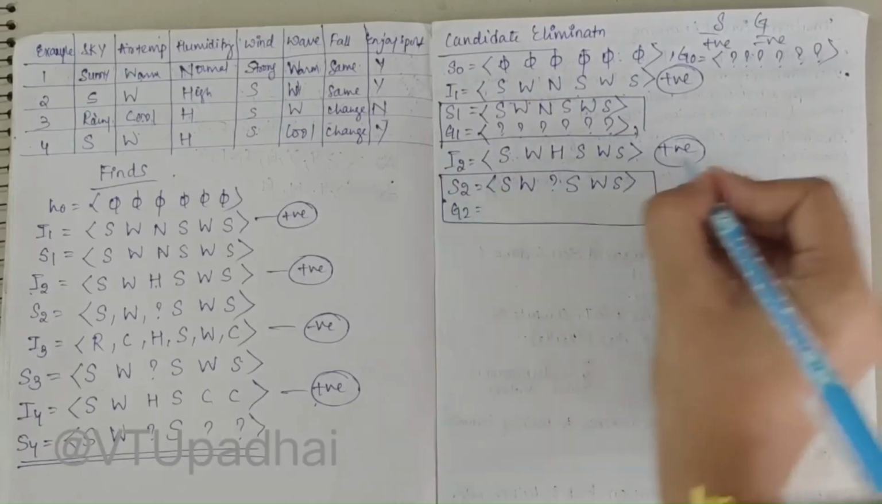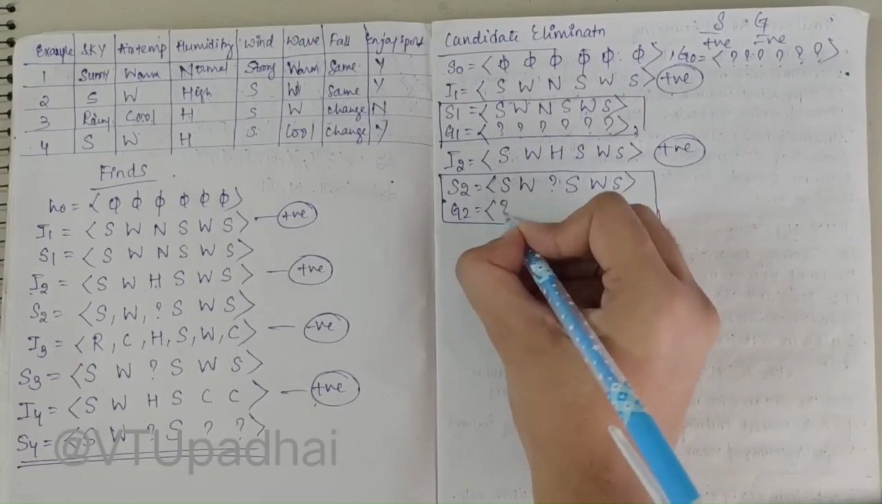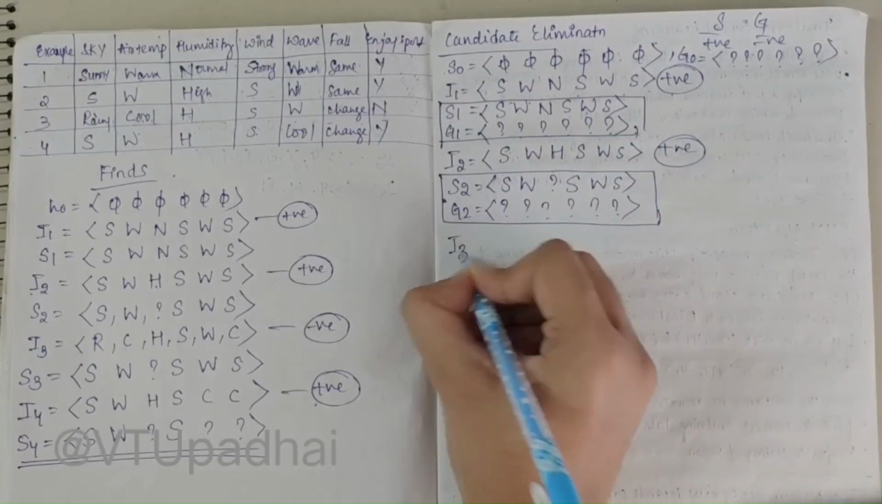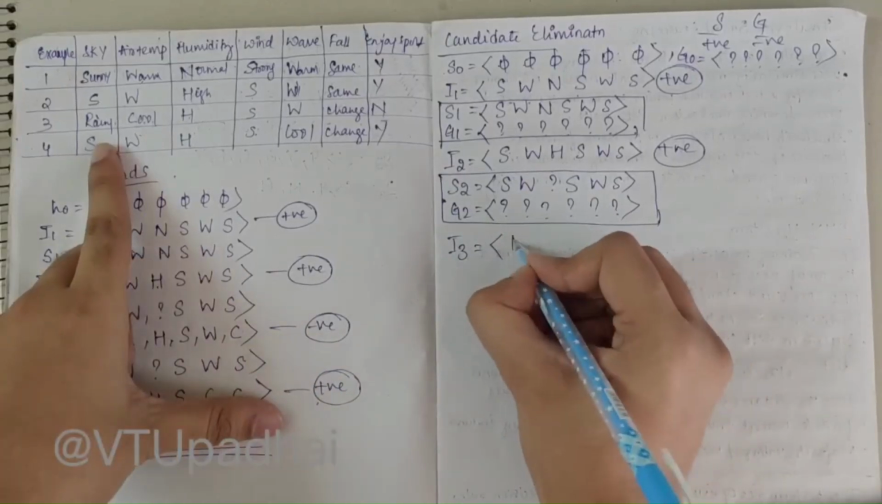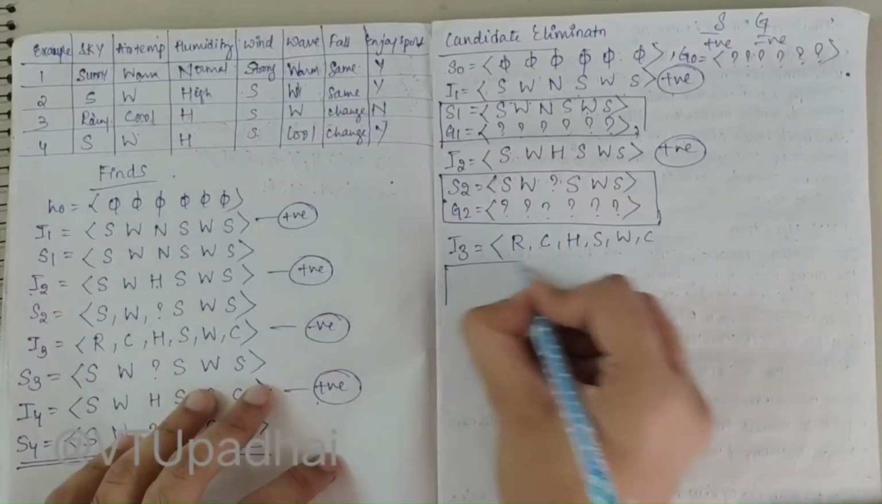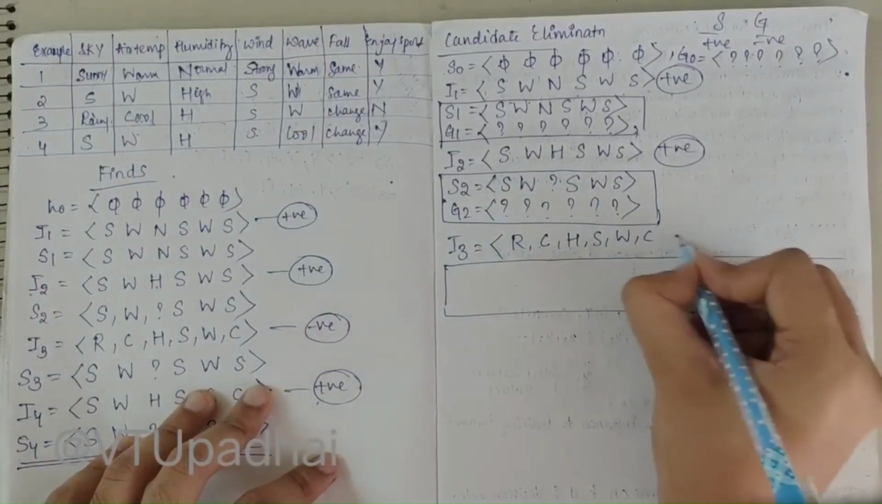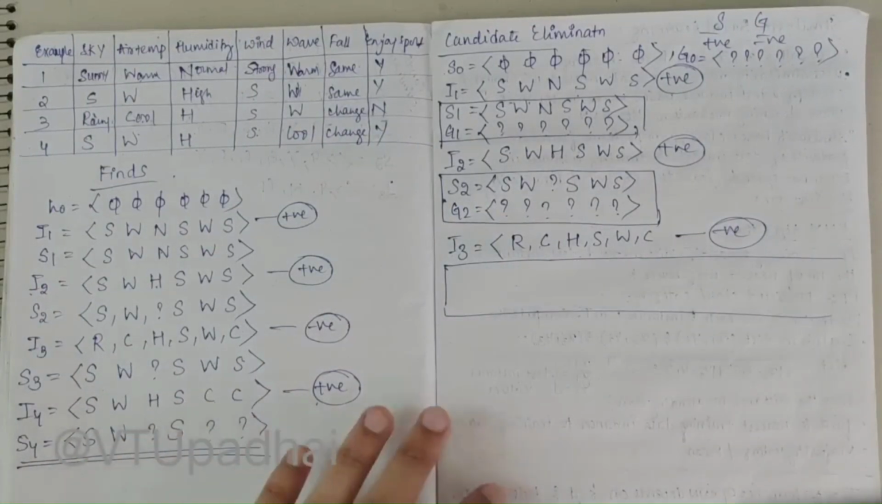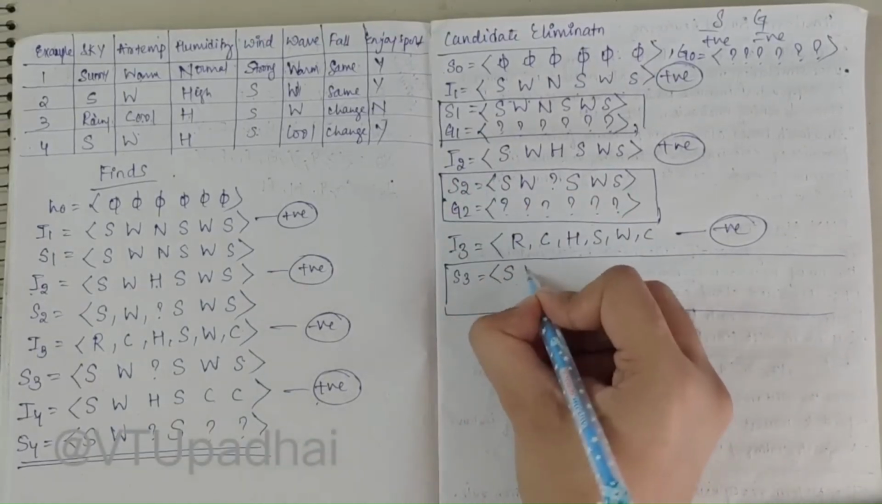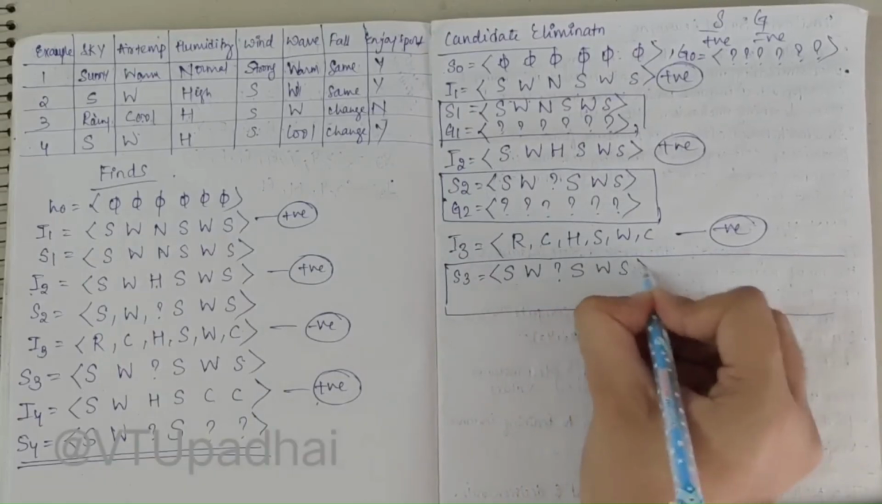Now for the G2 value, as it is a positive instance, no changes are taking place. So I'll write whatever is there in G1 as it is. Now I'll consider I3. Let me write I3, RCH SWC. Now I3 has a negative instance. So whenever I3 has a negative instance, I need to write S3 as it is, whatever is there in S2, firstly. SW question mark SWS. I'm done with this.